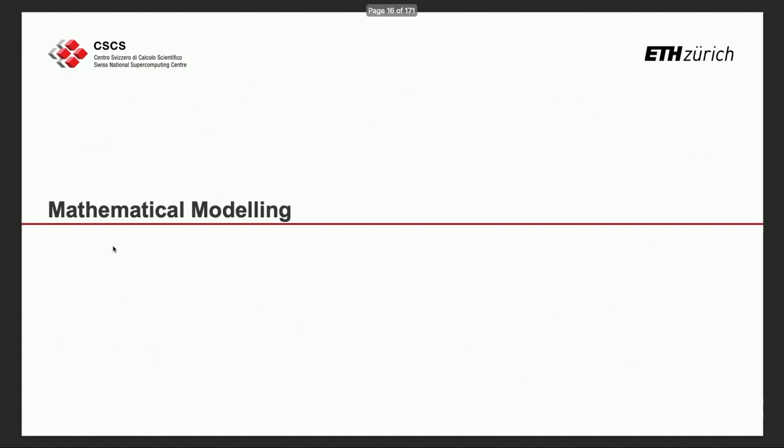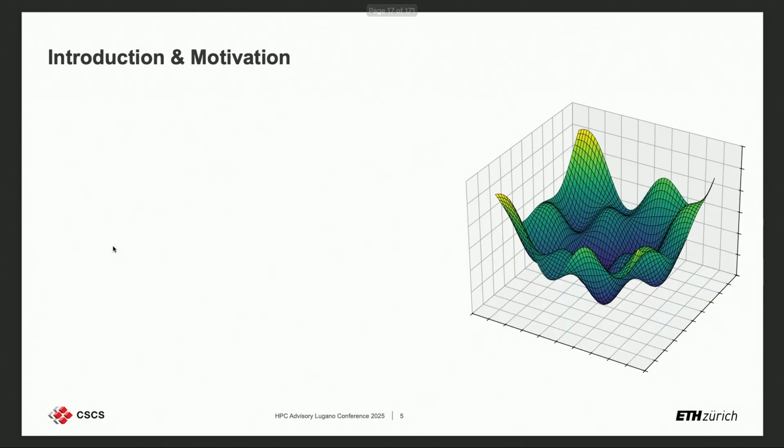Okay, so let's get straight into the mathematical modeling part. Before I start talking math, I wanted to give a bit of an introduction. So where does this whole idea come from?